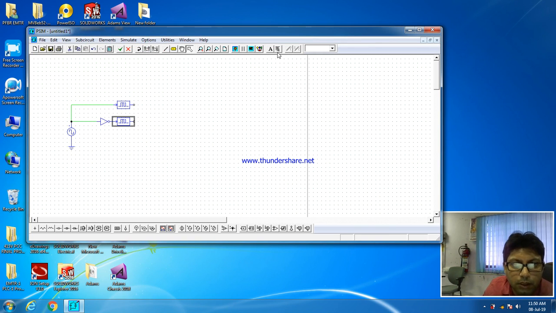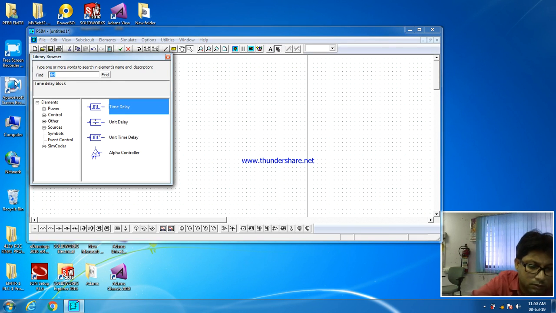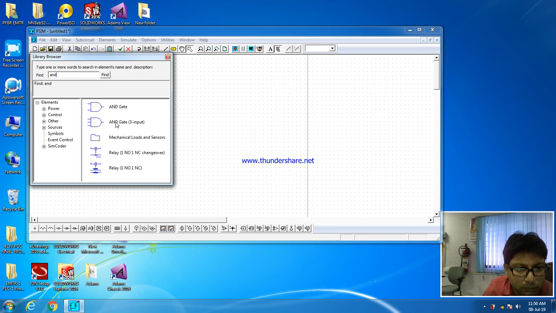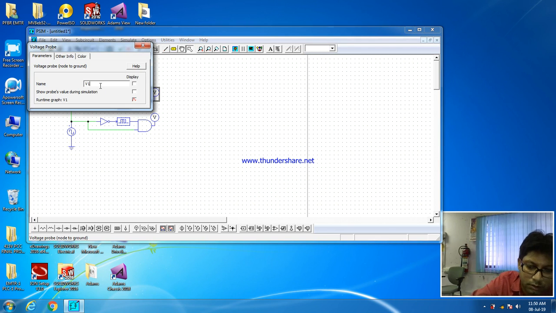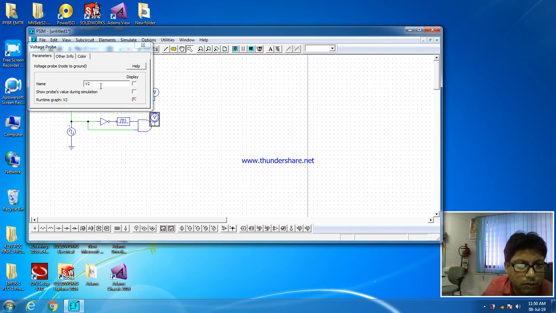Now, simply, I will use one AND gate. This is the AND gate. The original pulse and the delayed pulse are ANDed. This is your high side pulse, this is your low side pulse. This is your VH, and that is your V low.